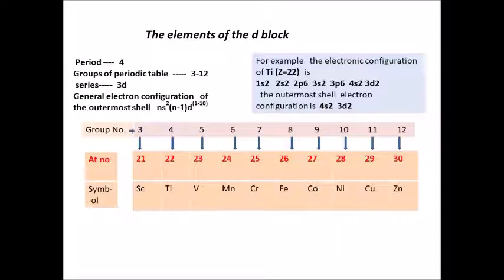For example, if you take titanium, it has atomic number 22. It has the configuration 1s2, 2s2, 2p6, 3s2, 3p6, 4s2 and 3d2. So here we have the last shell configuration as 4s2, that is ns2, and 3d2, that is (n-1)d2. So there are only 2 electrons in the d level and 2 electrons in the 4s level. That was the 3d series. Which are the elements? They are scandium, titanium, vanadium, chromium, manganese, iron, cobalt, nickel, copper and zinc.